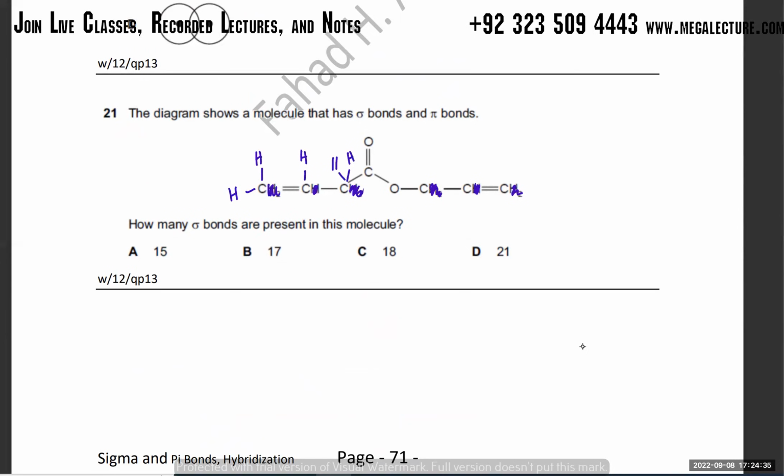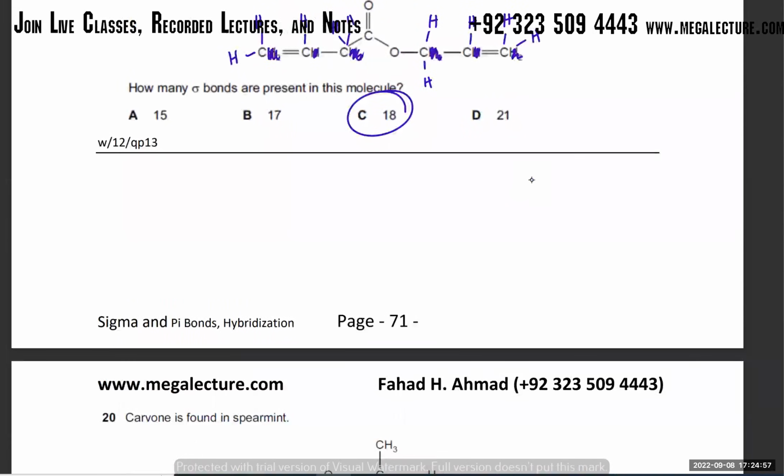So this one has two H's. अच्छा, कितने total sigma bonds? 1, 2, double bond 3, 4, 5, 6, 7, 8, 9, 10, 11, 12, 13, 14, 15, 16, 17 और वही 18 है. मेरे ख्याल से क्वेश्चन डिफरेंट है, but it's 18.